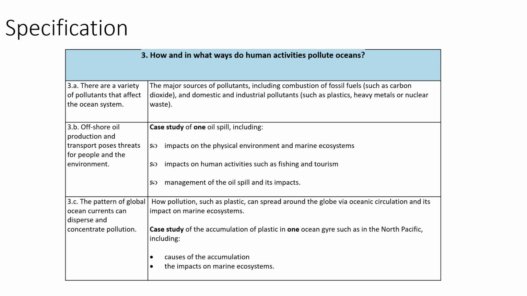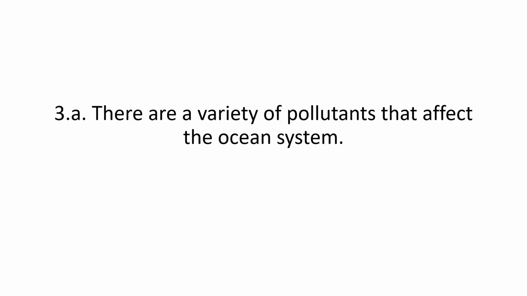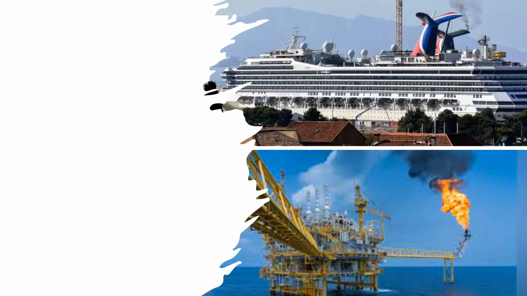3A, there are a variety of pollutants that affect the ocean system. 3B, offshore oil production and transport poses threats for people and the environment. And 3C, the pattern of global ocean currents can disperse and concentrate pollution. So we're going to start with 3A. There are a variety of pollutants that affect the ocean system.